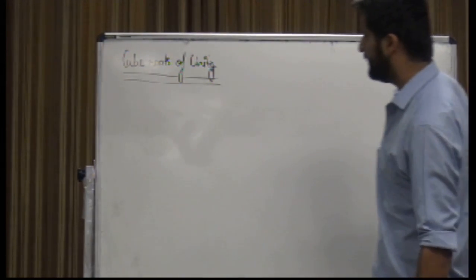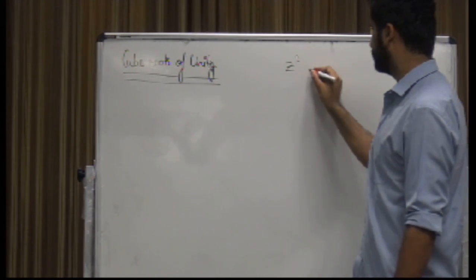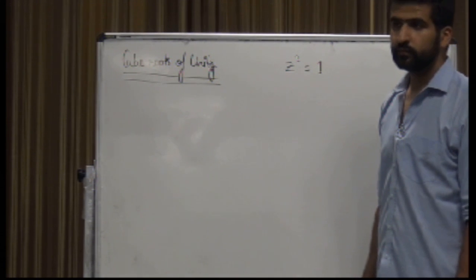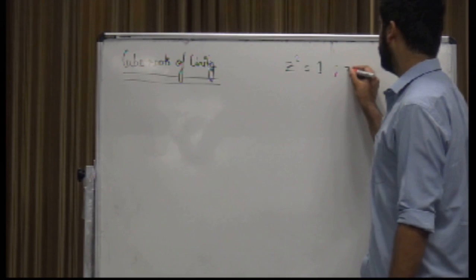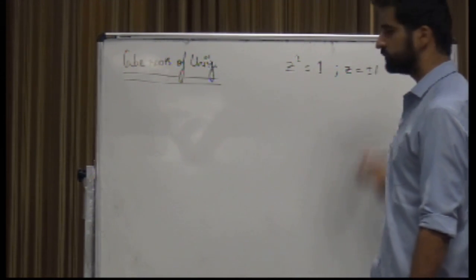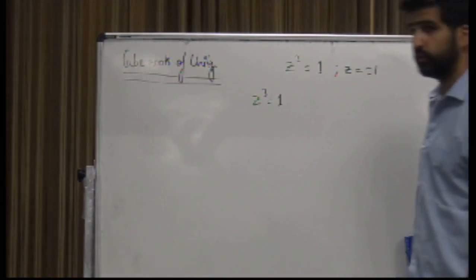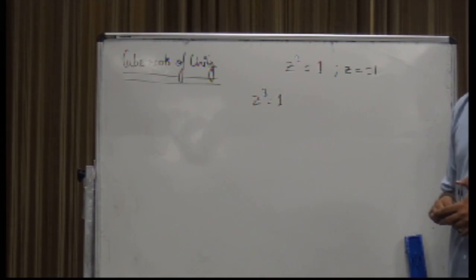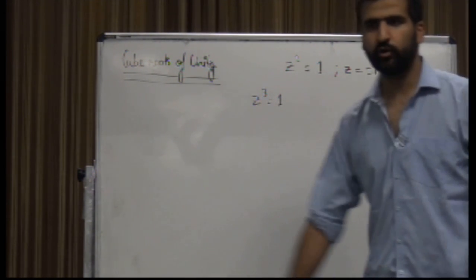So what do we mean by cube roots of unity? Let's suppose, okay, first we understand, what if I had z square is equal to 1? What is the value of z? I'll have two values, plus minus 1. What if I have z cube is equal to 1? z equals 1, just one solution. But I'm bound to have three solutions here. Can you tell me what are the three different solutions for this equation, z cube is equal to 1?